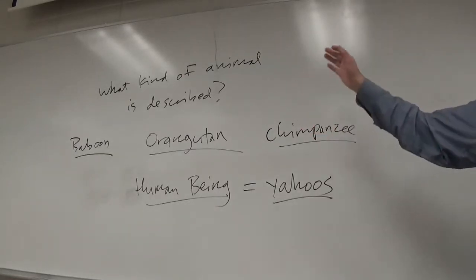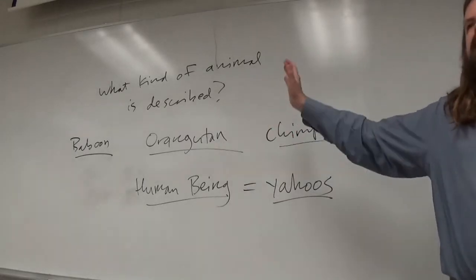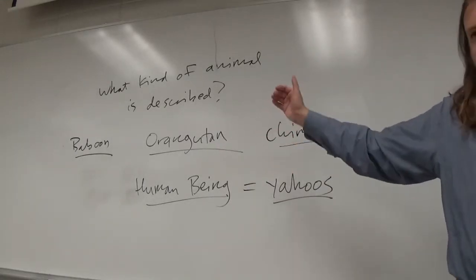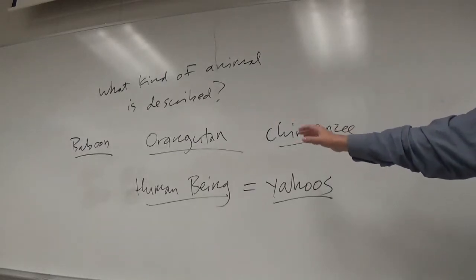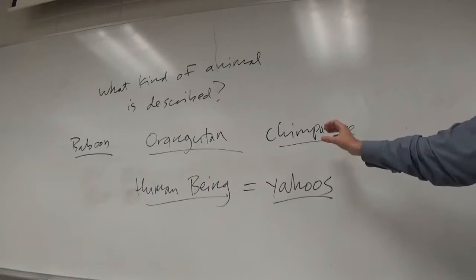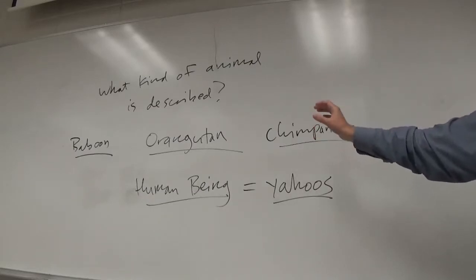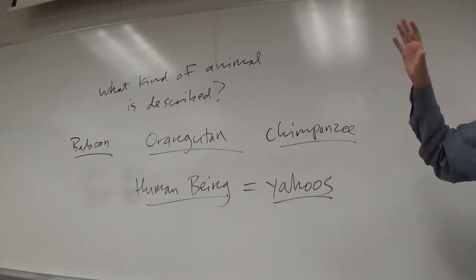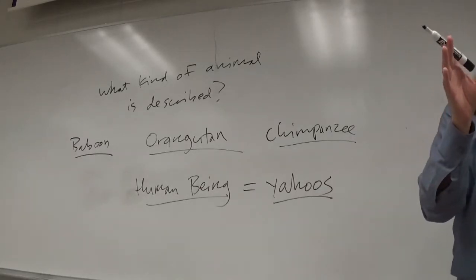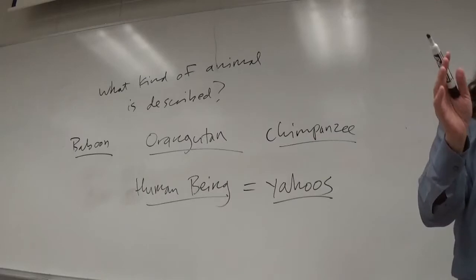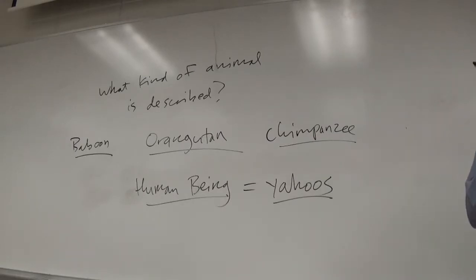So, yeah, the passage is designed to throw you off, right? The passage is designed to make you think he's talking about some kind of ape-like creature. But the only animal that actually fits all of the characteristics he describes, or can fit all of the characteristics he describes, is a human being.